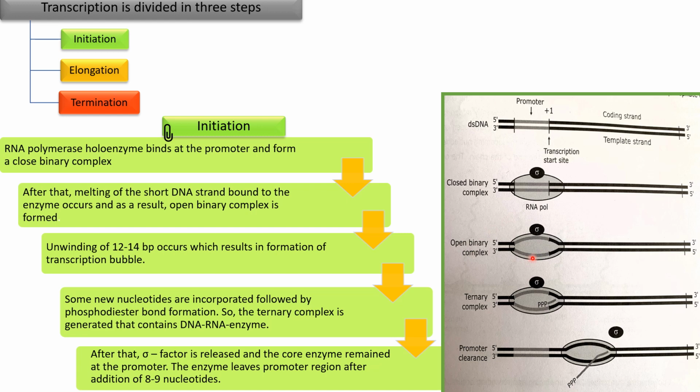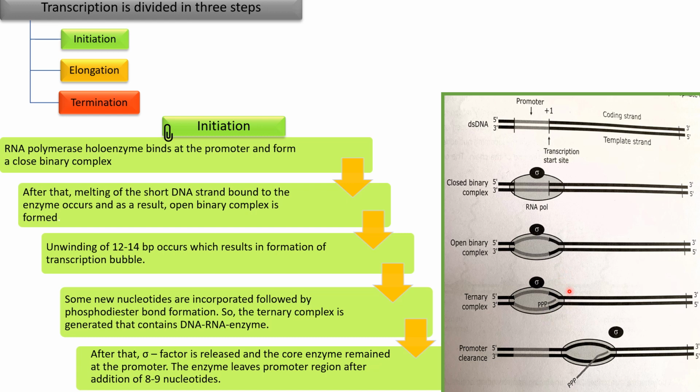Here you can see the open binary complex. That is followed by the unwinding of other 12 to 14 base pairs, and as a result a transcription bubble is formed which contains a temporary DNA-RNA hybrid. After that, incorporation of new nucleotides begins using a template strand. First nucleotides added are usually purines.